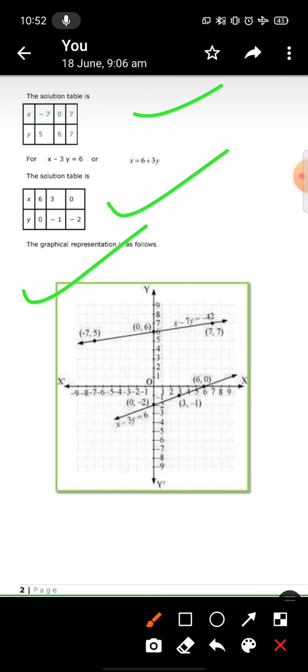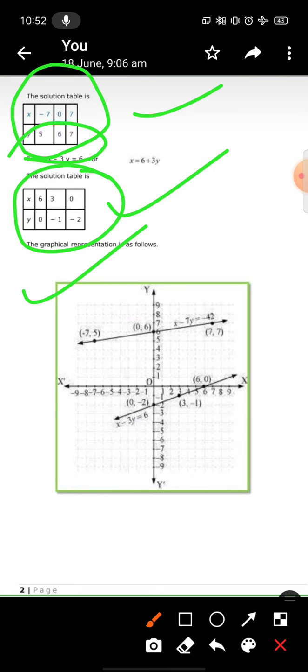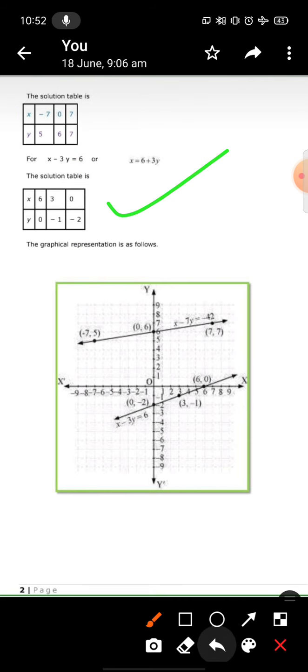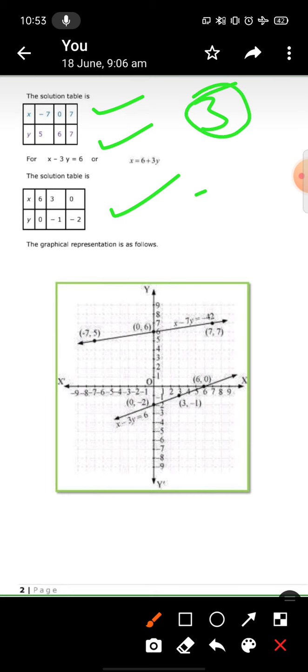Plotting the diagram we will understand in the next class, but your homework is, listen carefully, you have to make this kind of solution table with numbers of your own choice. That means you have to take a value of y or x and find the value of the other variable using the given equation. Okay, in both conditions you have to find 3 solutions for this equation and 3 for this one.